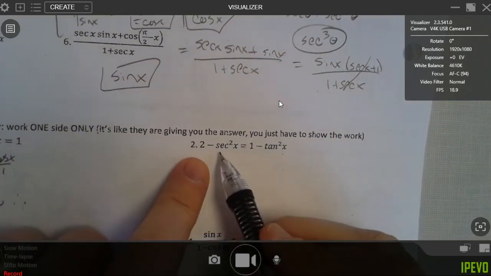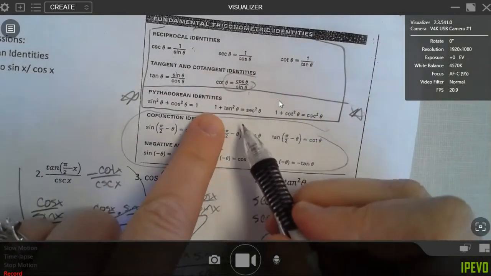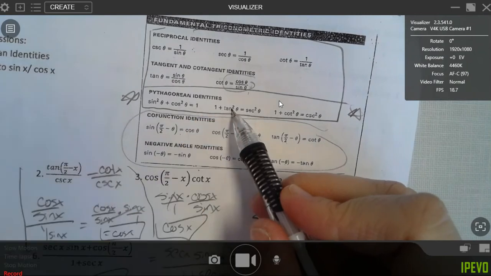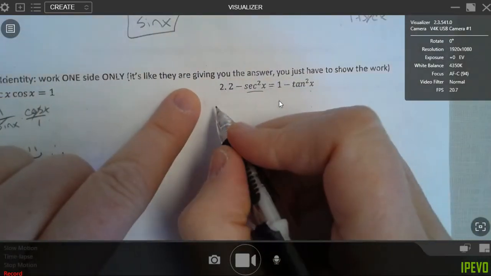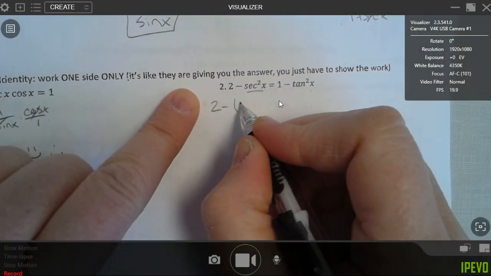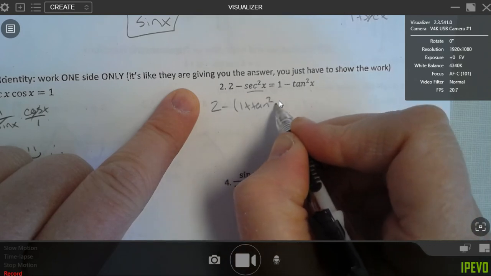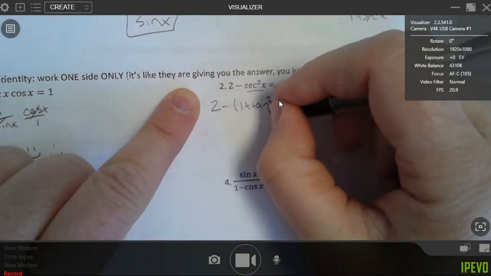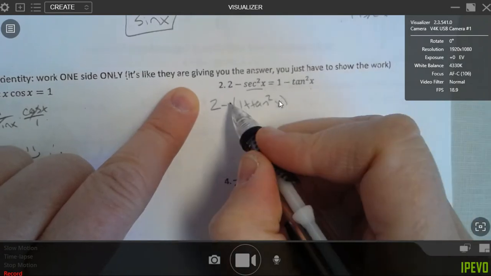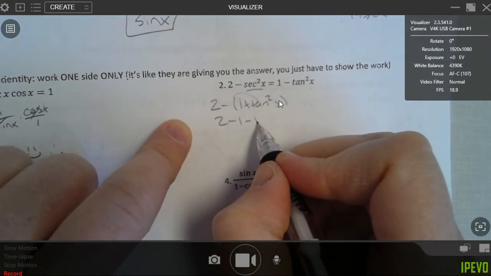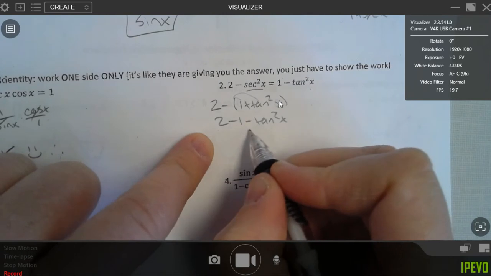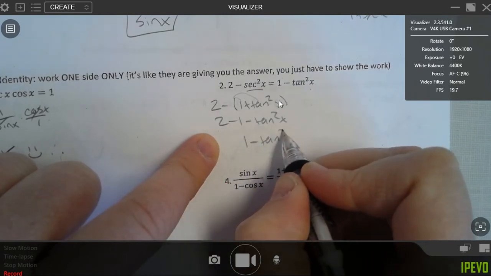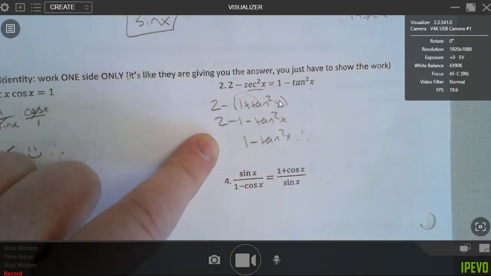So this right here, I'm going to use the fact that secant squared is 1 plus tangent squared. So I'm going to substitute that. So I have 2 minus 1 plus tangent squared of x. Now I'm going to distribute in my negative. So 2 minus 1 minus tangent squared. 2 minus 1 is just 1. And we're done. We got to the other side.